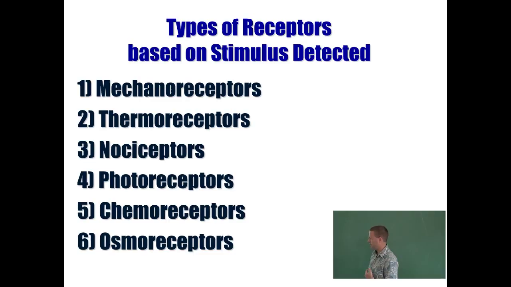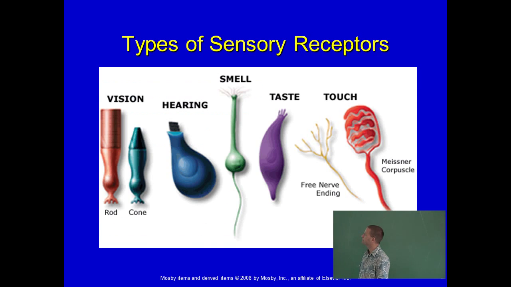Okay, and then we have osmoreceptors. What do they detect? What word does that sound like? Osmosis. So these help detect water and salt balance. Okay, osmoreceptors tell your body when you're thirsty, when you're dehydrated, and they tell you, oh, I want to drink something, I'm thirsty.